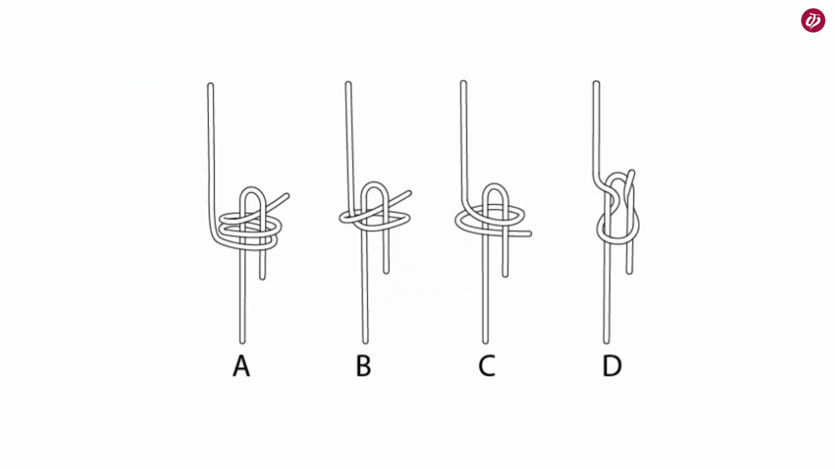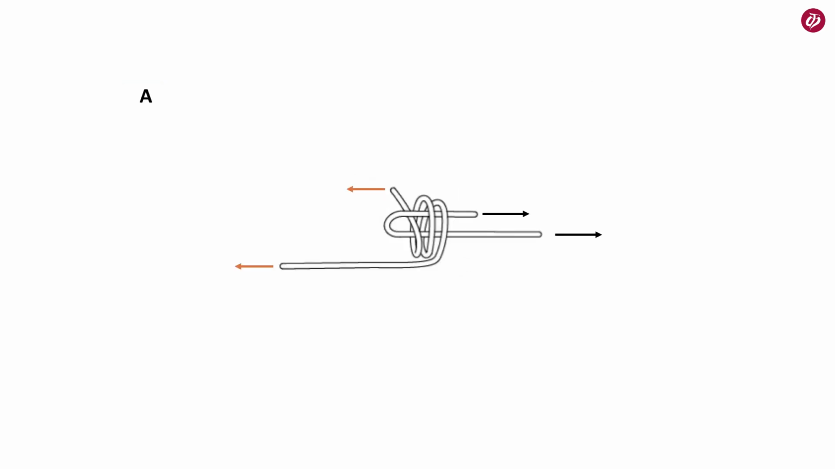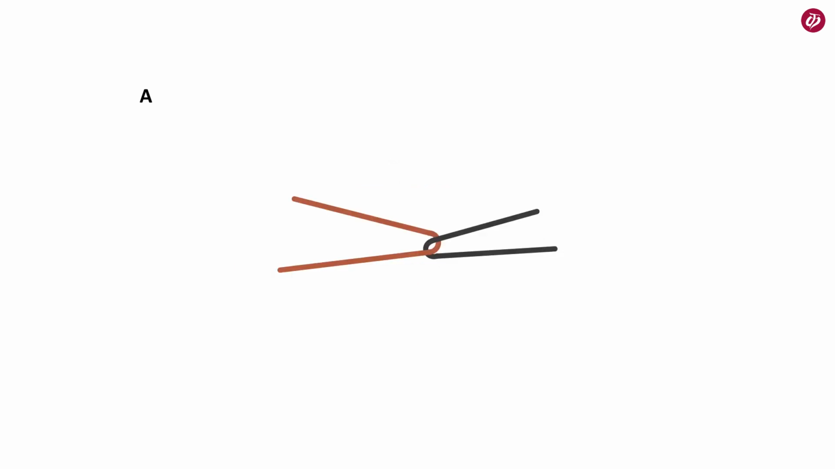Taking option A, we can easily notice that the left hand side thread is nothing but a solenoid. So if we pull these two threads apart, we can see that it turns out to be this kind of arrangement, right? And this is in no way a knot.